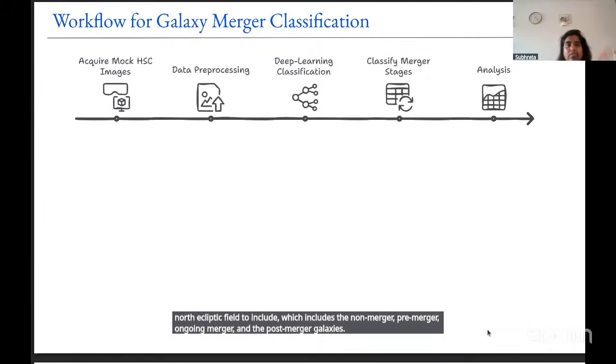So this is the workflow of the merger classification: we acquire the mock images from the HSC, we process the data, we apply merger deep learning classification, we classify the merger states, and then we analyze them.